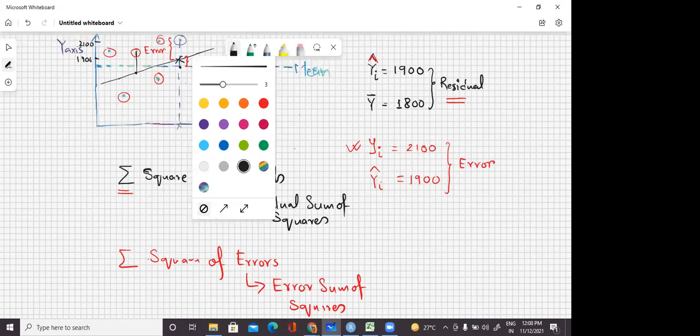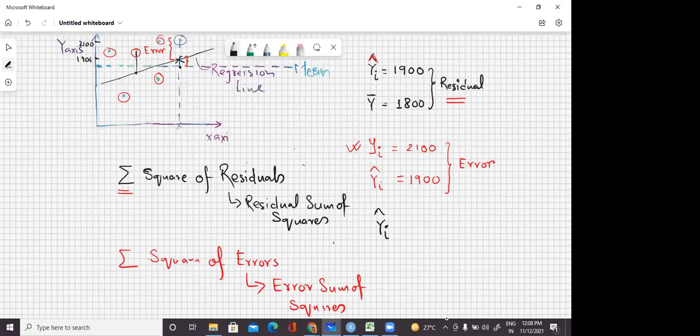So the residual sum of squares means all the y hat, the difference between all the y hat and y bar. Of course, y bar will be the same for all the cases in this situation.